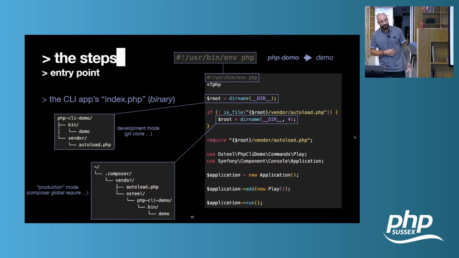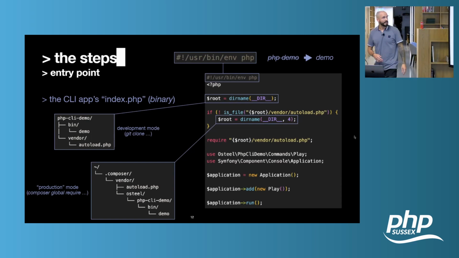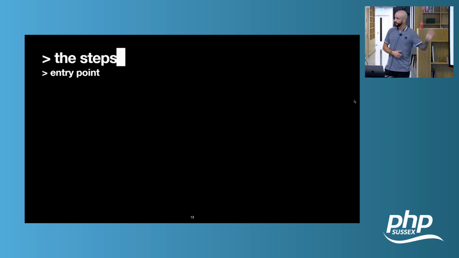Meaning from there, we can safely load the autoload.php file, and what's left to do is to instantiate our application and to register the commands of our application. Here, there's only one command, the play command. It doesn't exist yet. We're going to create it on the next slide. So instantiate the application, register the play command, and then run the application. And that's it for this file. This, by the way, was the most complicated slide of the presentation. So if you survive this one, you will definitely be okay.